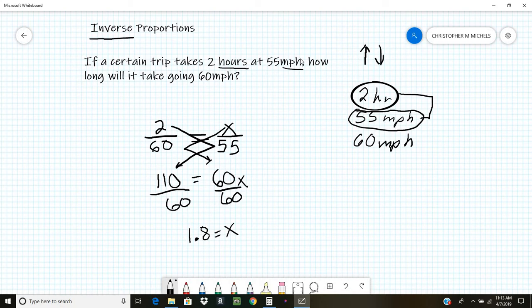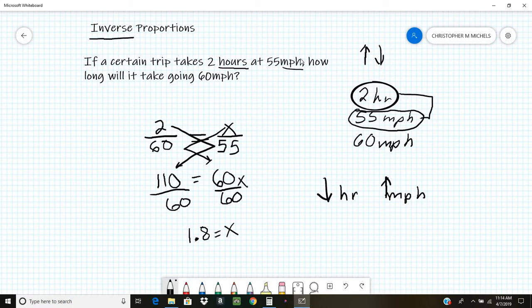Okay, so now we look at this. This makes sense, okay? Because again, remember we're comparing hours and miles per hour. So as miles per hour went up, hours went down. Okay, so it fits our inverse proportion. They yo-yo. As one goes up, the other goes down. Okay, so that kind of fits.